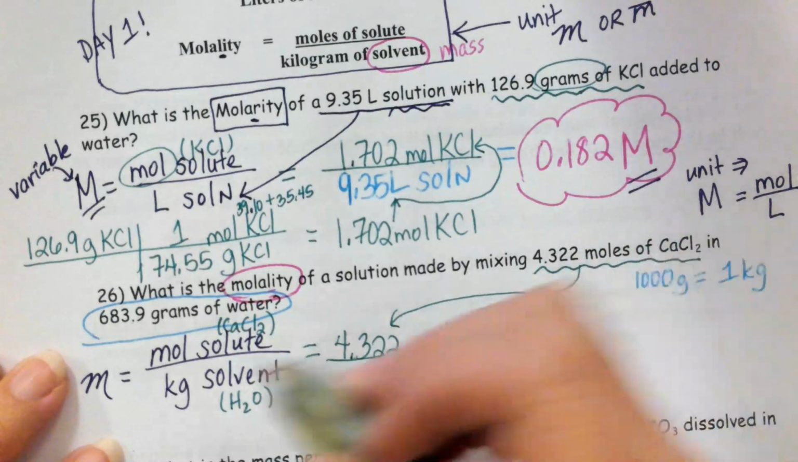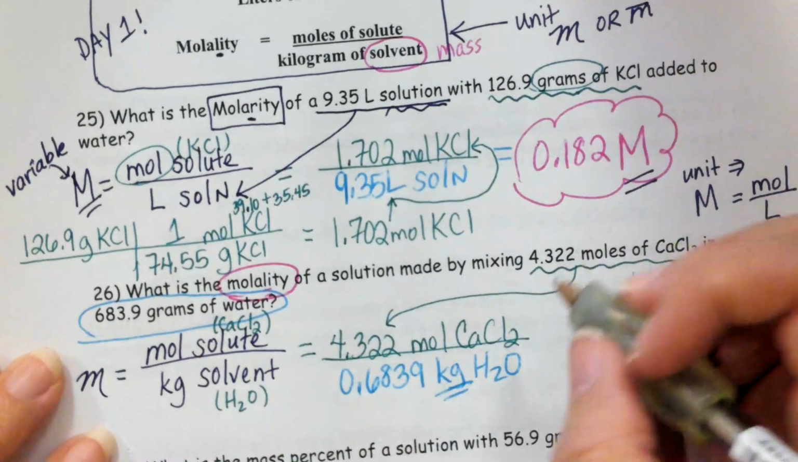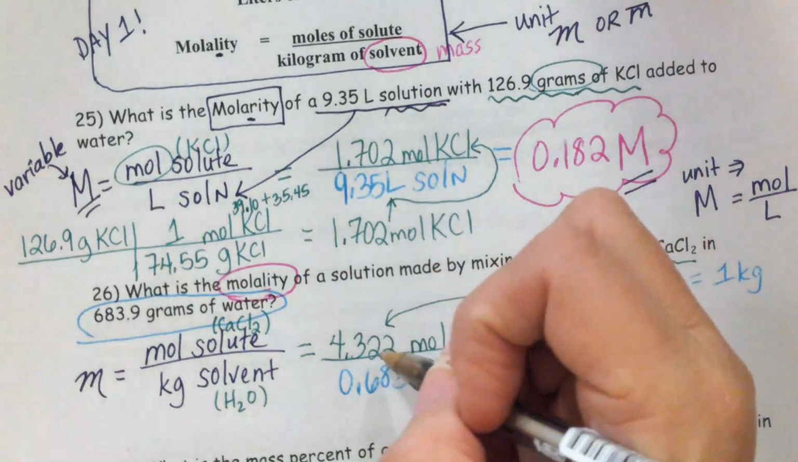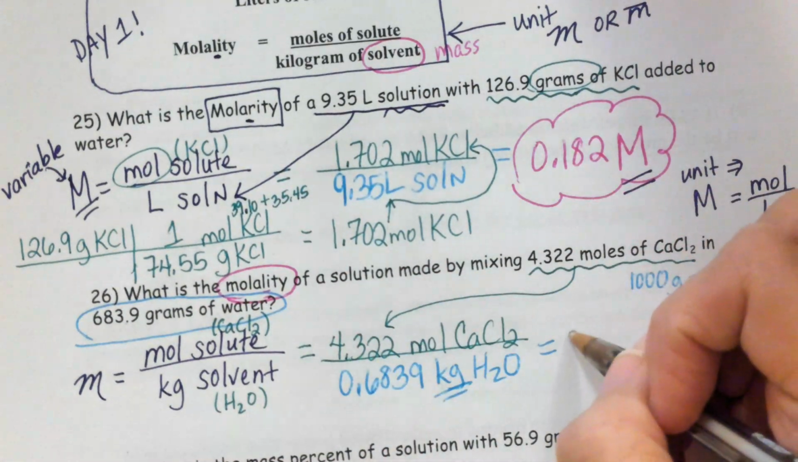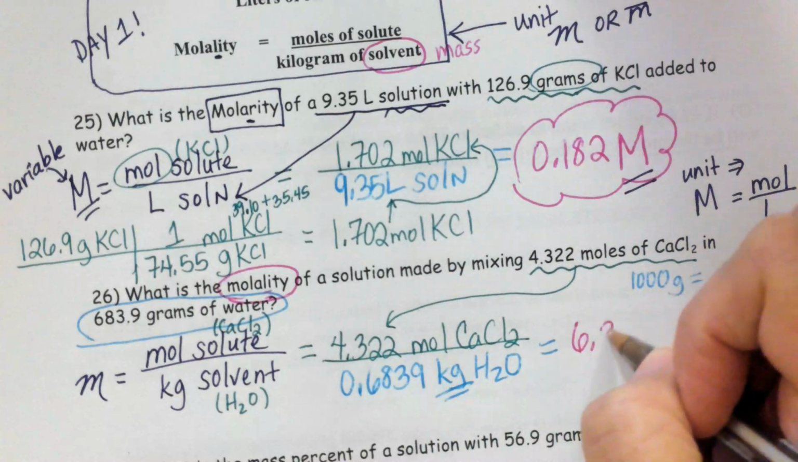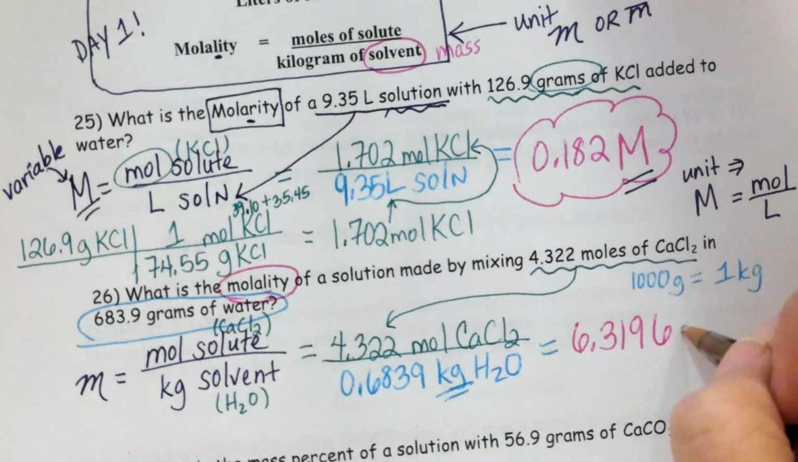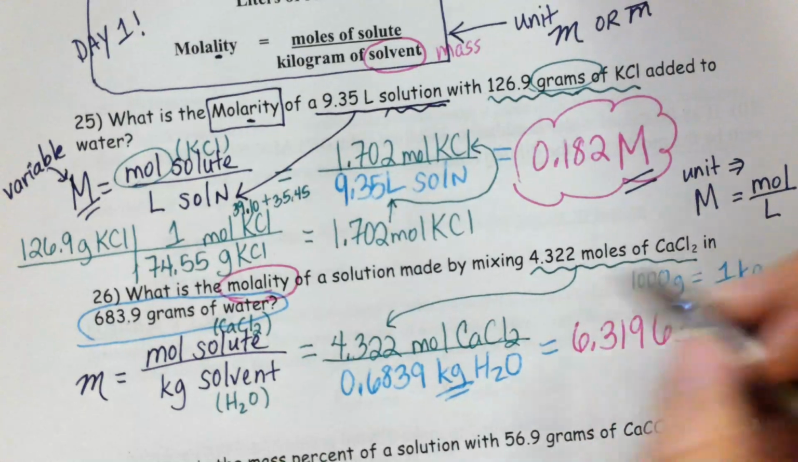If you're not sure how to go from grams to kilograms or vice versa, you need to come ask questions directly, right? I don't want to waste everybody's time. So 4.322 divided by 0.6839. I'm going to give you more of the numbers so we can go to the right amount of sig figs. You get 6.319637.